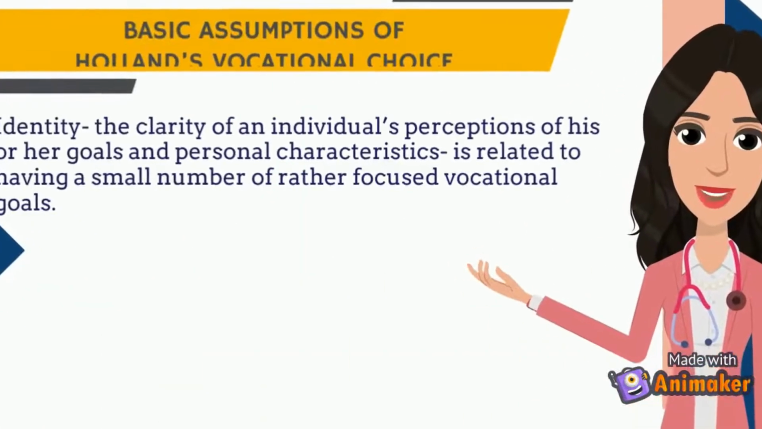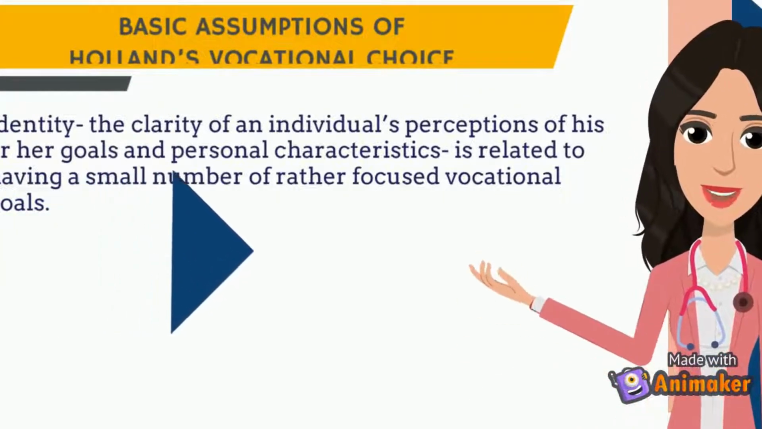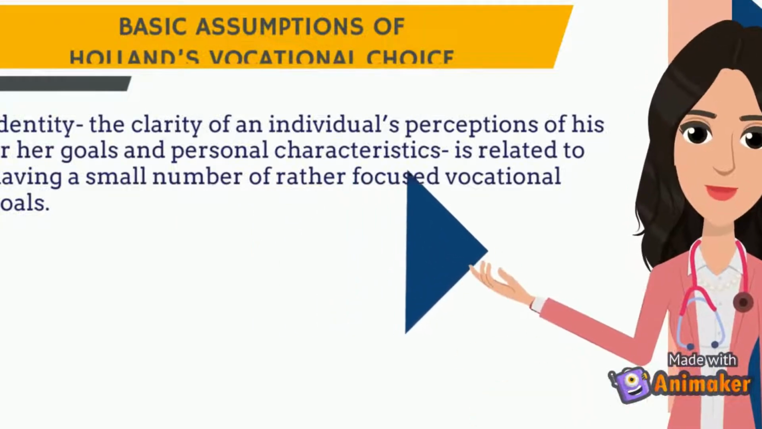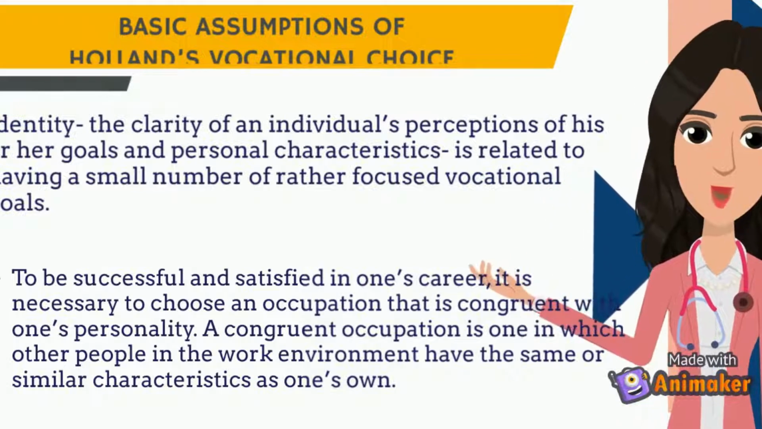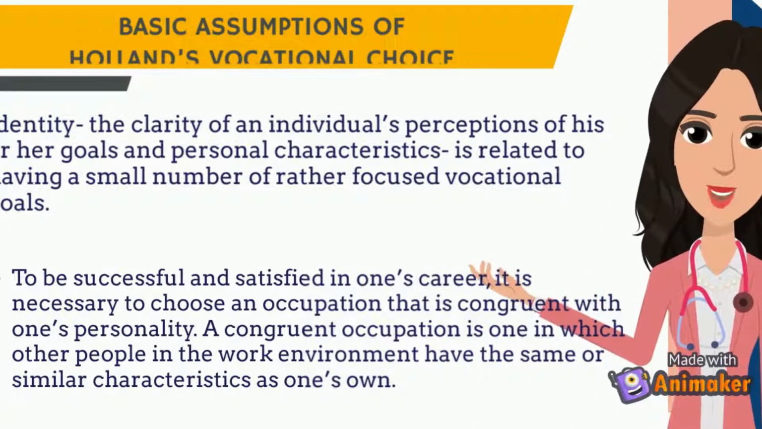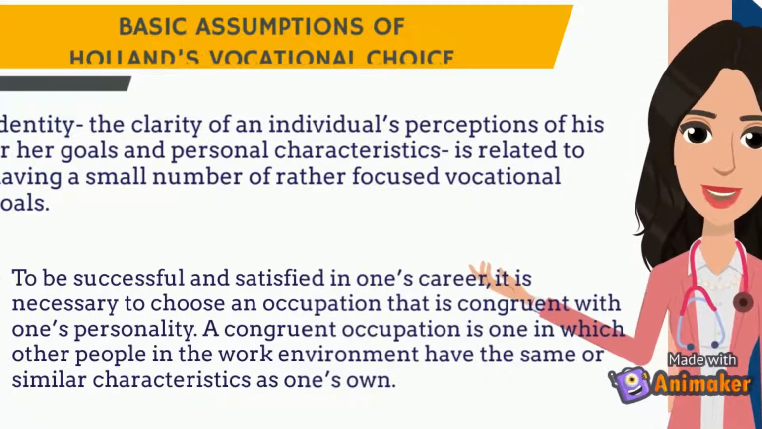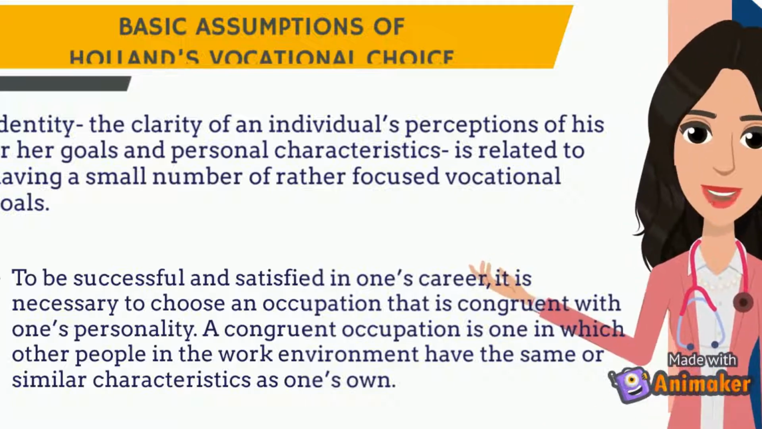5. Identity, the clarity of an individual's perception of his or her goals and personal characteristics, is related to having a small number of rather focused vocational goals. And lastly, to be successful and satisfied in one's career, it is necessary to choose an occupation that is congruent with one's personality. A congruent occupation is one in which other people in the work environment have the same or similar characteristics as one's own.